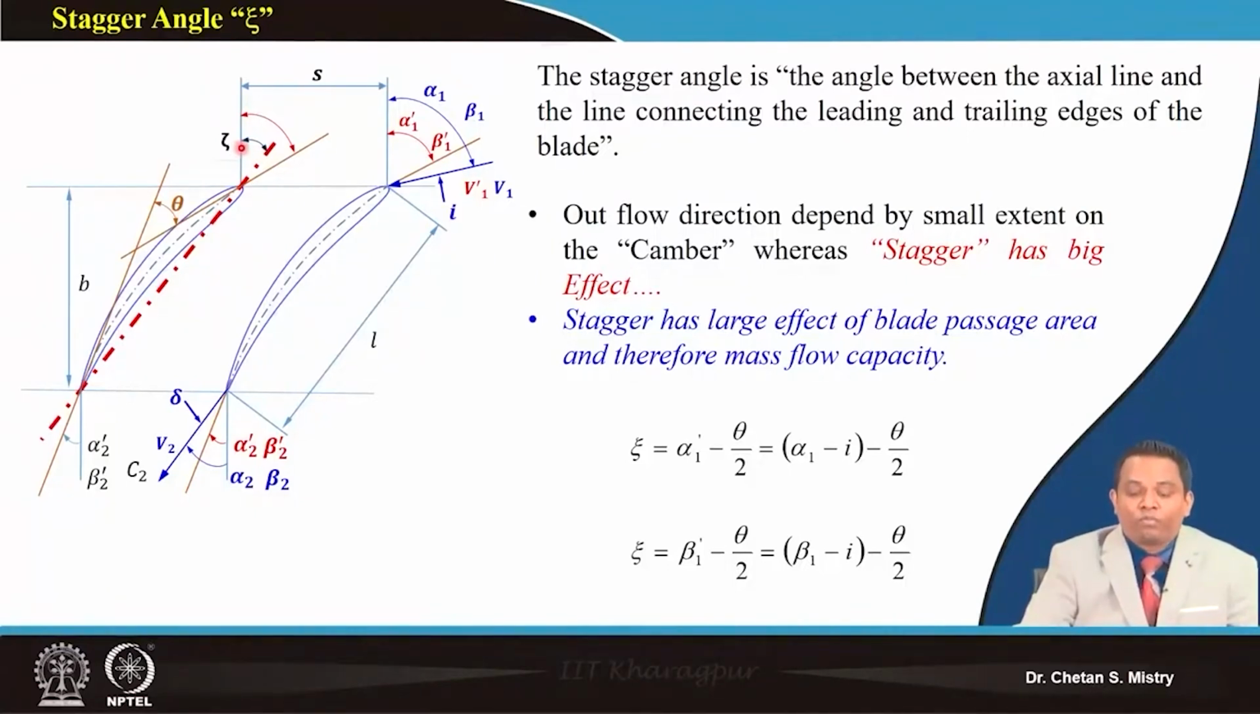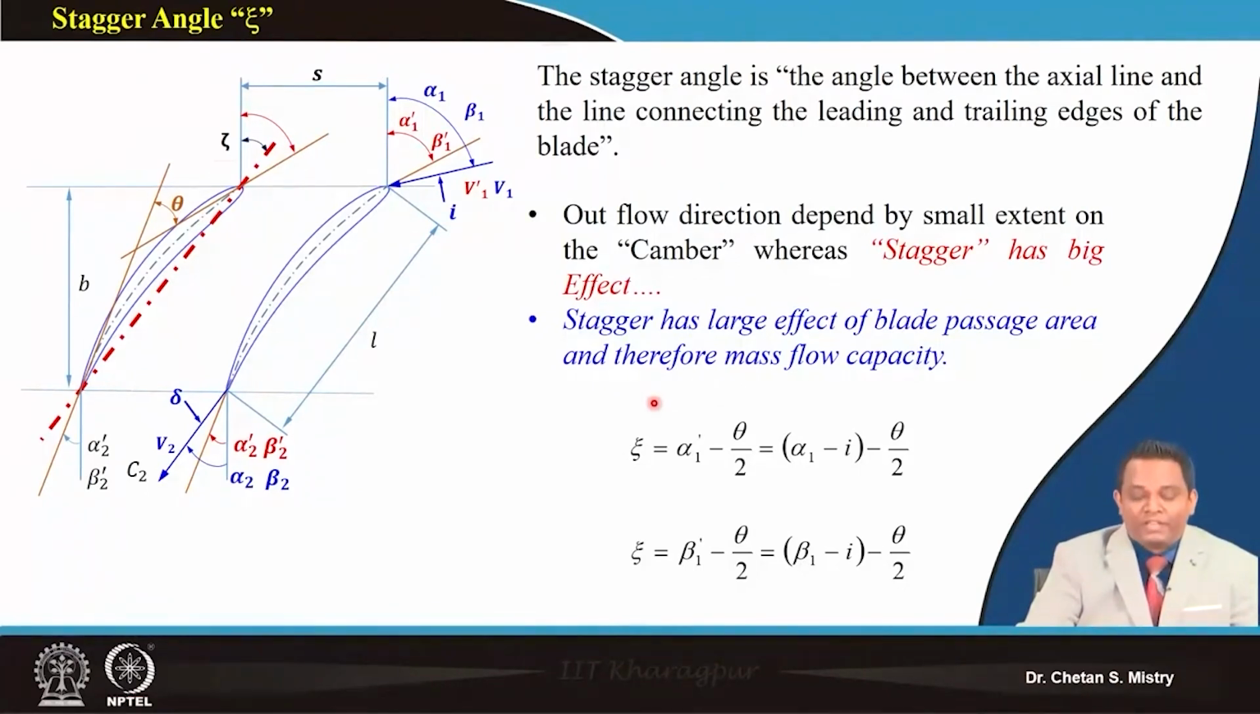The outflow condition mainly depends, as we have seen, on the camber angle, but at the same time the stagger angle has more impact. Along with the incidence angle, deviation angle and camber angle, the stagger angle is also equally important. The stagger angle has a large effect on the flow passage area or blade passage area, and that takes care of the mass flow rate handling capacity, or what people call the swallowing capacity of the compressor.